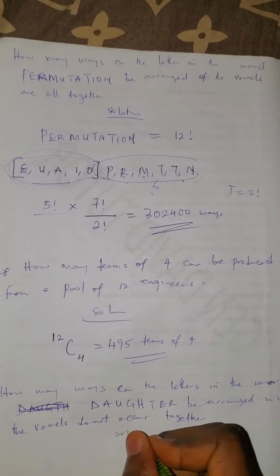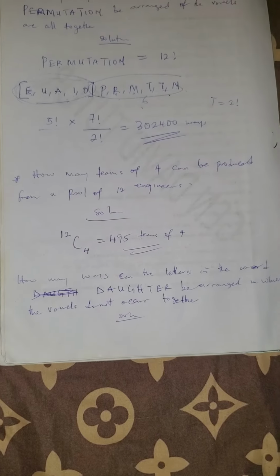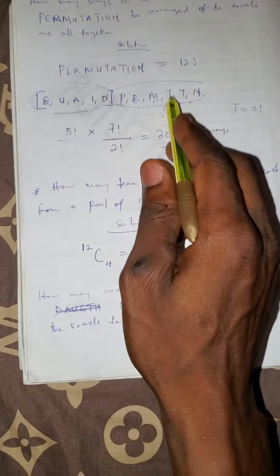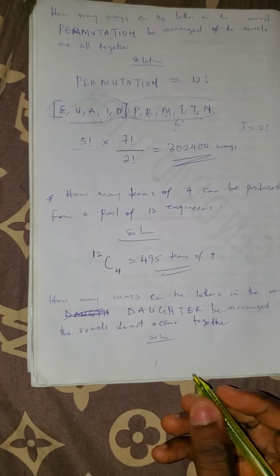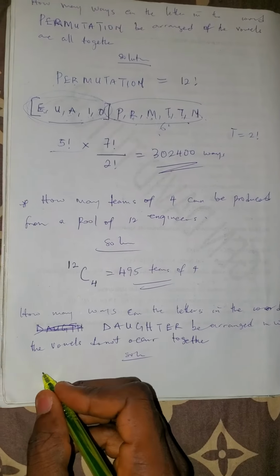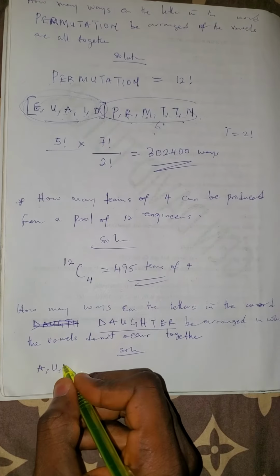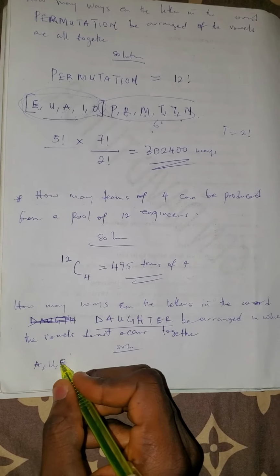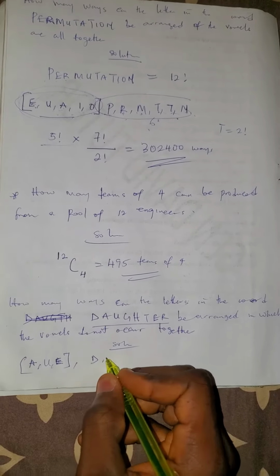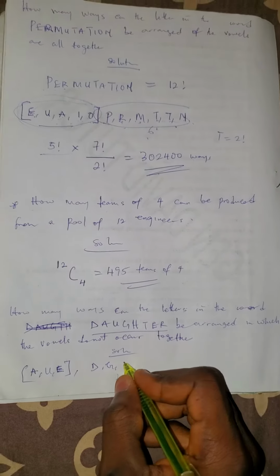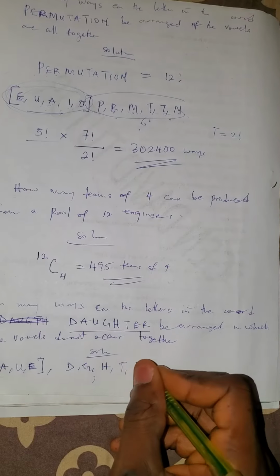Now, unlike the previous one that we did, where the vowels occur together, here they do not occur together. Now, what are even the vowels that we have? The vowels in DAUGHTER are A, U, E. Then we have the remaining letters to be D, G, H, T, R.